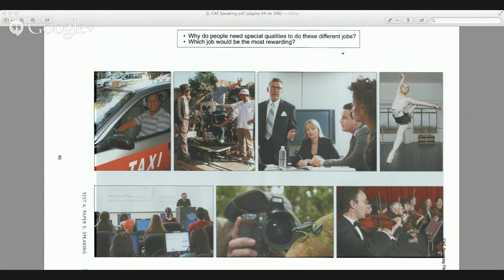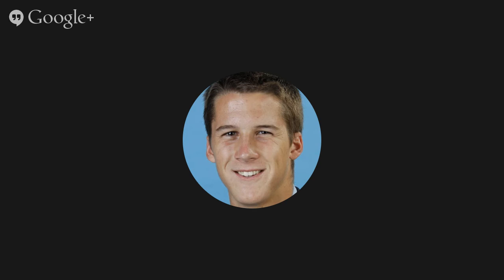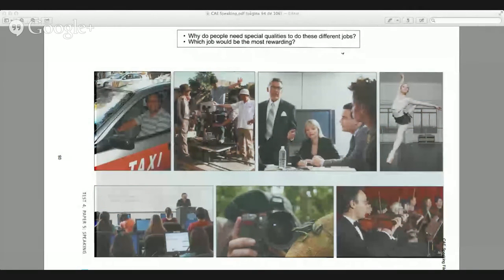I think that you are right, and the most rewarding job is what you mentioned. But I think also that for every one of these jobs, these people have to have special qualities. And what do you think is the most difficult job? Yes, I do agree with you that only people who are really qualified can go for this kind of job.